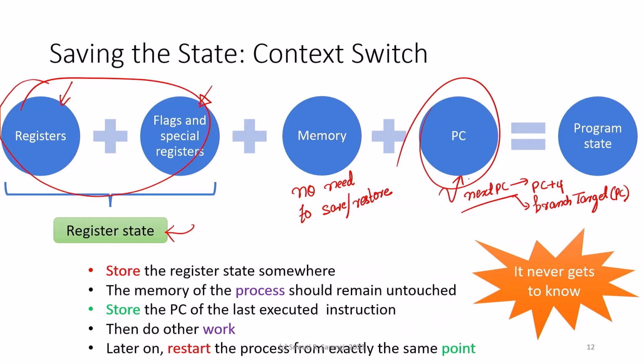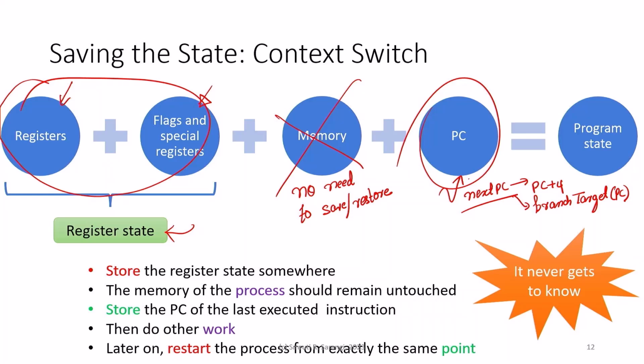So this comprises the program state, and the memory does not have to be stored and restored, as we shall see. So all of this comprises the context which has to be stored somewhere. Somewhere basically means in the OS's memory.